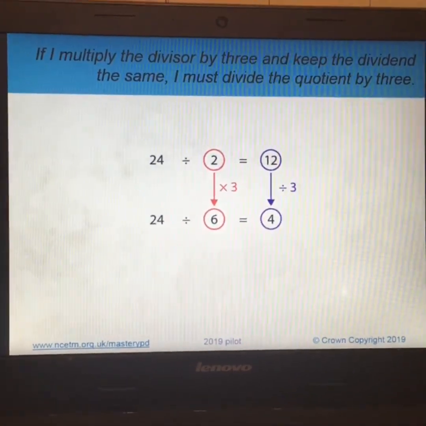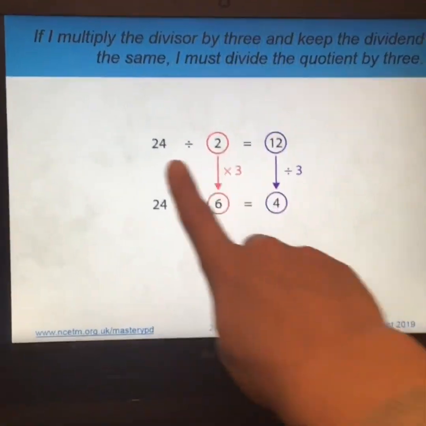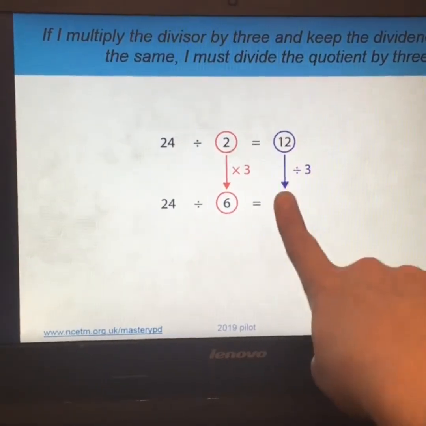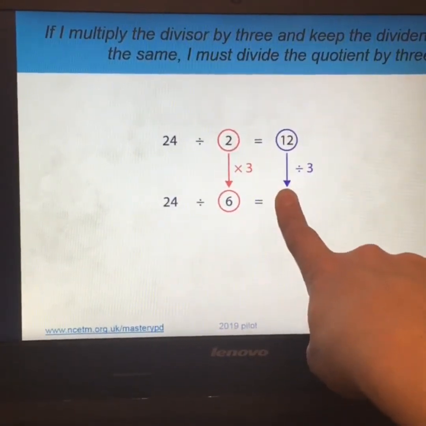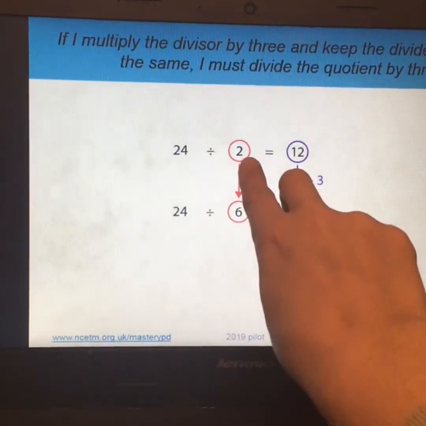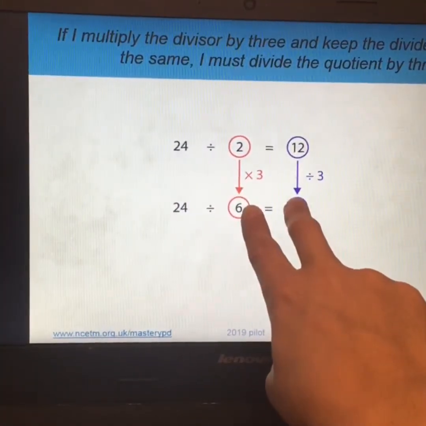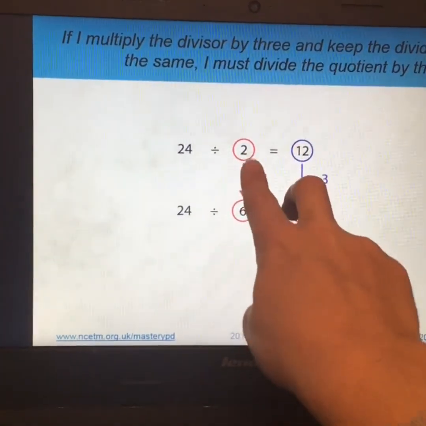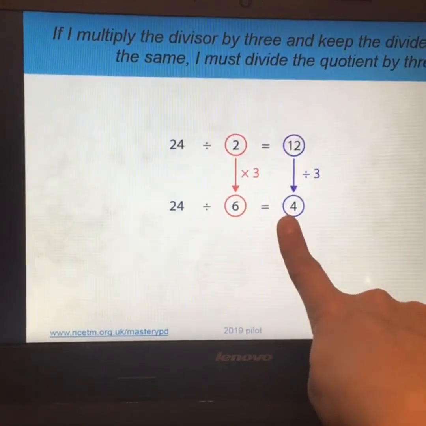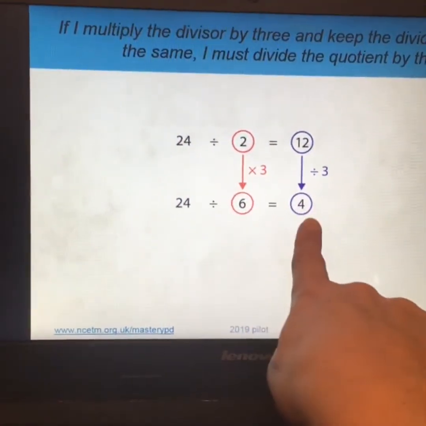Well, hopefully you've got something that looks like this. 24 divided by 2 is 12. So for me to work out 24 divided by 6, the dividend has stayed the same. I've multiplied the divisor by 3. So I need to divide the quotient by 3 to get 4. And I can check that with my times tables.